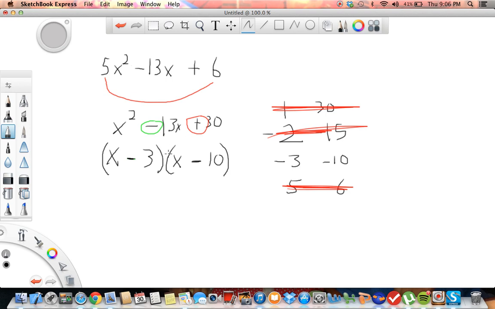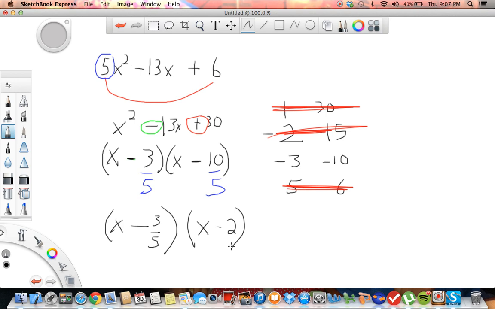So now what we've got is we've factored that trinomial. Step number 3 is that we've got to take the leading coefficient way up here in the front at the very beginning of the problem and divide by that number. So we're going to divide by 5 down here. Okay, now let's go ahead and divide these out. So we've got x minus 3/5, because that one won't simplify any farther. And then we have x minus 2, because 10 divided by 5 is 2.